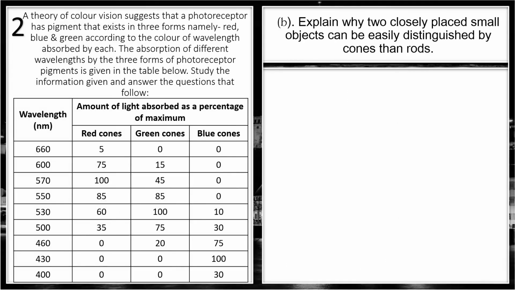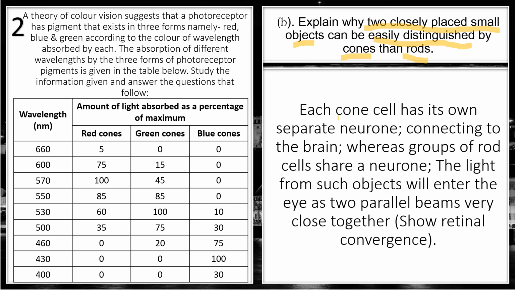Part B. Explain why two closely placed small objects can easily be distinguished by the cones than rods. Each cone has its own separate neuron connecting to the brain. Whereas groups of rod cells share a neuron.